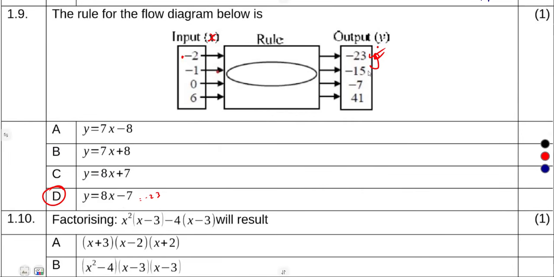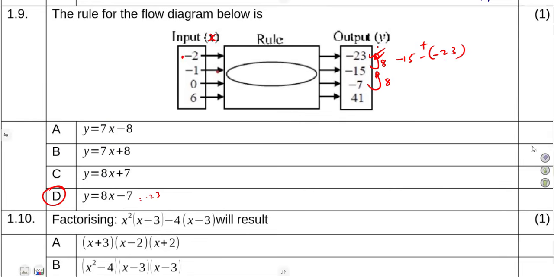The difference between these numbers, minus 15, minus 23, that's going to be a positive. There is a difference of 8. It's going to be positive. So it's 23 minus 15, which is 8. Minus 7, minus this. On the output, there's a difference of 8 again.